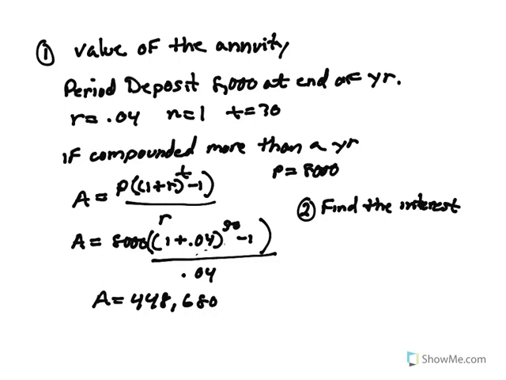The interest is going to be the difference between the value of the annuity and the total amount deposited. So the value is $448,680, and we're going to subtract the total amount that was deposited.